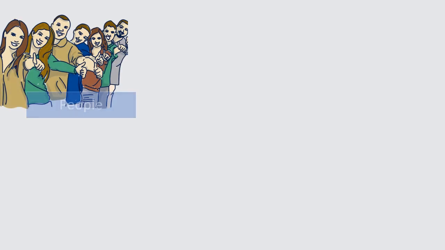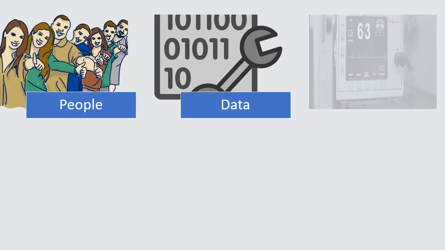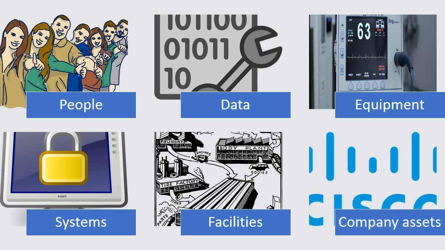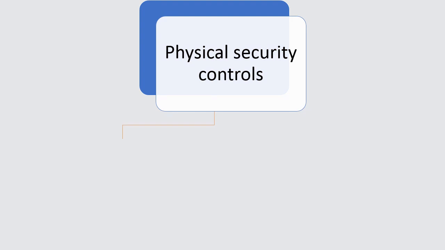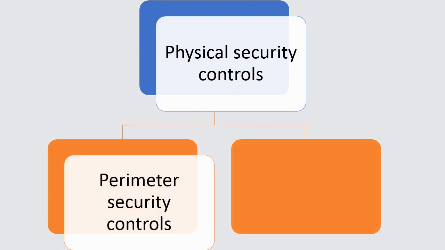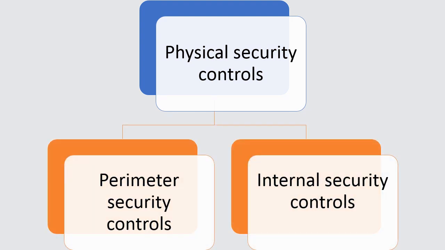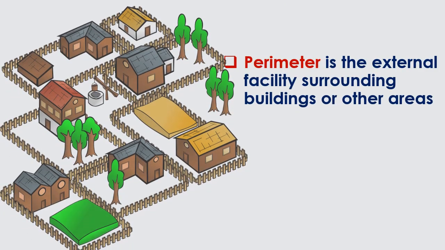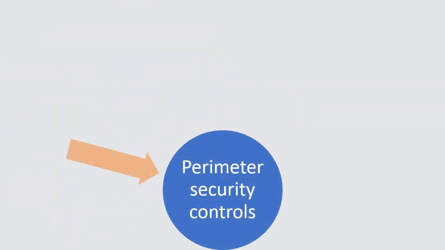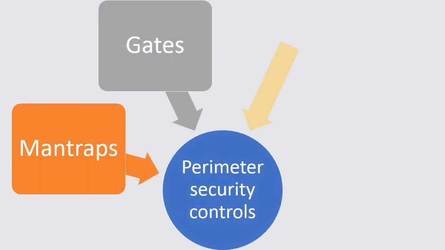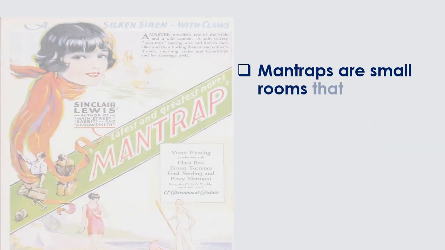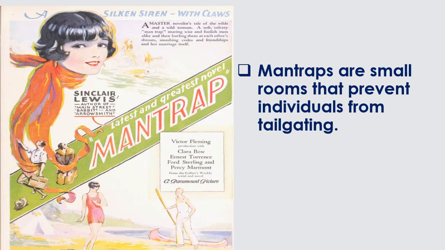Physical security is the protection of people, data, equipment, systems, facilities, and company assets. Physical security controls are perimeter security controls and internal security controls. Perimeter is the external facility surrounding buildings or other areas. Perimeter security controls are man-traps, gates, fences, and turnstiles used outside of the facility. Man-traps are small rooms that prevent individuals from tailgating.